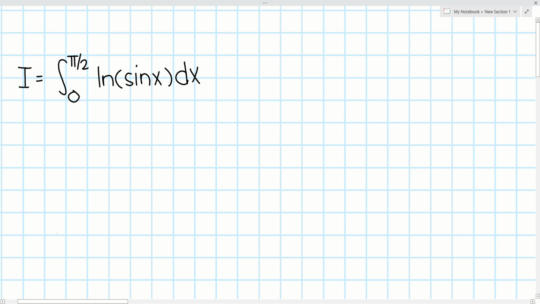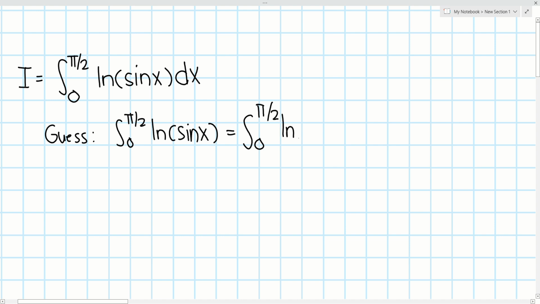So my initial guess: what's the relationship between the integral from 0 to pi over 2 of ln sine x and the integral of ln cos x? My initial guess is that they are equal. What's my basis for that? My guess is that the integral from 0 to pi over 2 of ln of sine x dx is equal to the integral from 0 to pi over 2 of ln of cos x dx. Sorry for the dx. So what's my basis for this?